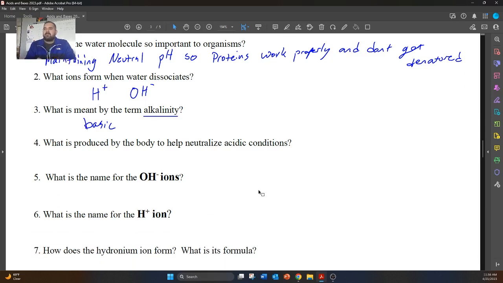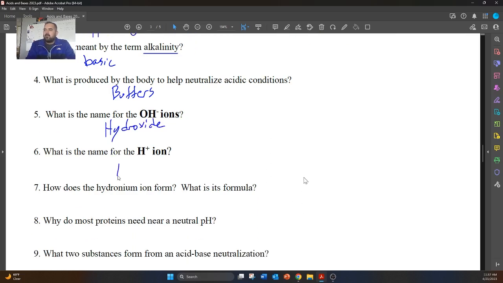All right, 4, next person. What is produced by the body to help neutralize acidic conditions? Buffers. Buffers, good. Number 5, next person. What is the name for OH minus ions? Hydroxide. All right, good. What is the name of H plus? Hydrogen ion.